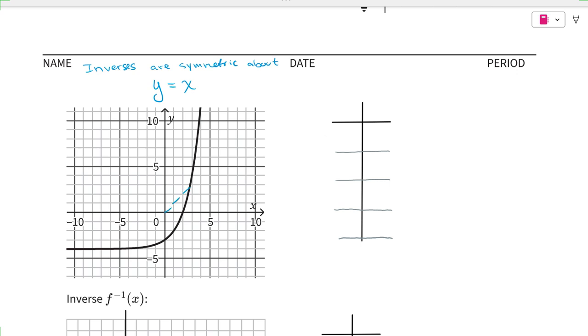So I'm going to dot that in just so we can visually really see it. Not my best line here, but pretty decent. So it's going to be symmetric over that line. So that's one way to think of it.